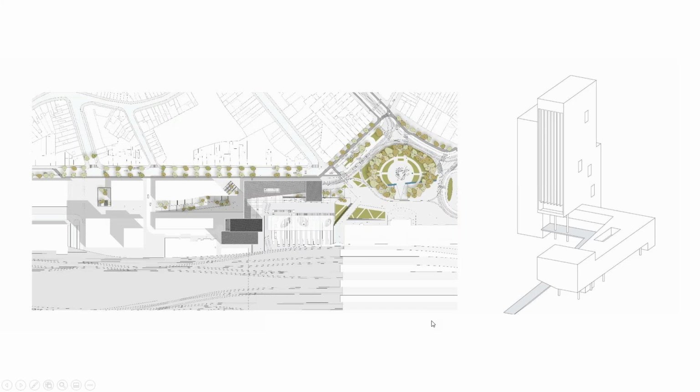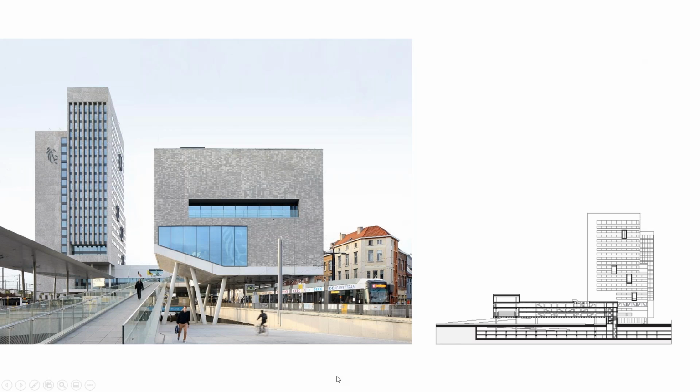Okay, here you see a part of the master plan and isometric view. Okay, here you see the entrance to the transfer hub for public transport integrated in the low rise.